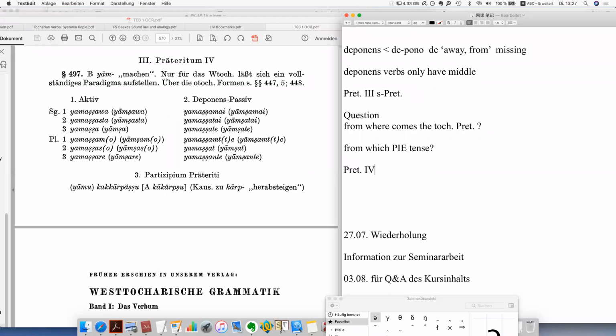So it's a little bit complicated. Preterite 4 is called sh or sha, the sha preterite. It's also quite obvious, right? You have the sha inside the forms: Yamashawa, Yamashasta, Yamasha, and Yamasham, Yamashas, and Yamashade.